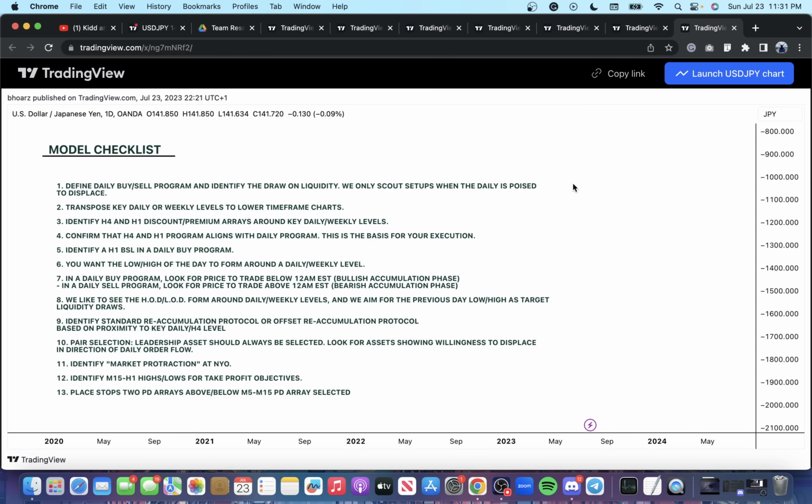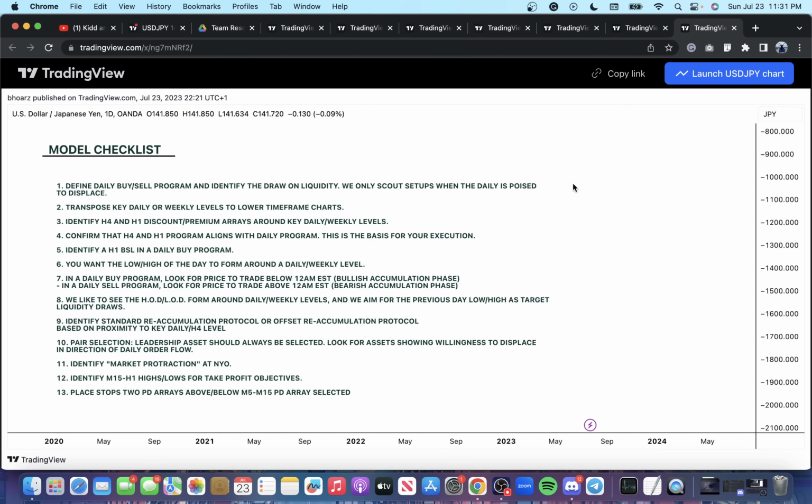Number one, we need to define the daily buy or sell program and identify the general liquidity. We only scout setups when the daily displays displacement. Remember, we make money when we see displacement. If there's a lack of displacement, we don't make money. We don't make money in ranges or consolidations. We make money when the daily, 4-hour and 1-hour programs are poised to see expansion.